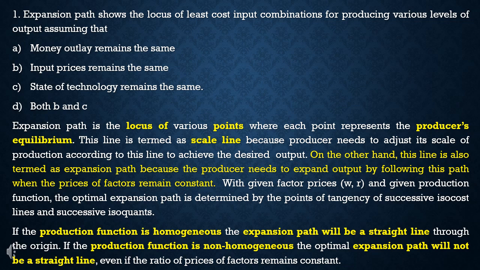With the given factor prices and given production function, the optimal expansion path is determined by the points of tangency of successive isocost lines and successive isoquants. If the production function is homogeneous, the expansion path will be a straight line through the origin. If the production function is non-homogeneous, the optimal expansion path will not be a straight line, even if the ratio of prices of factors remains constant.